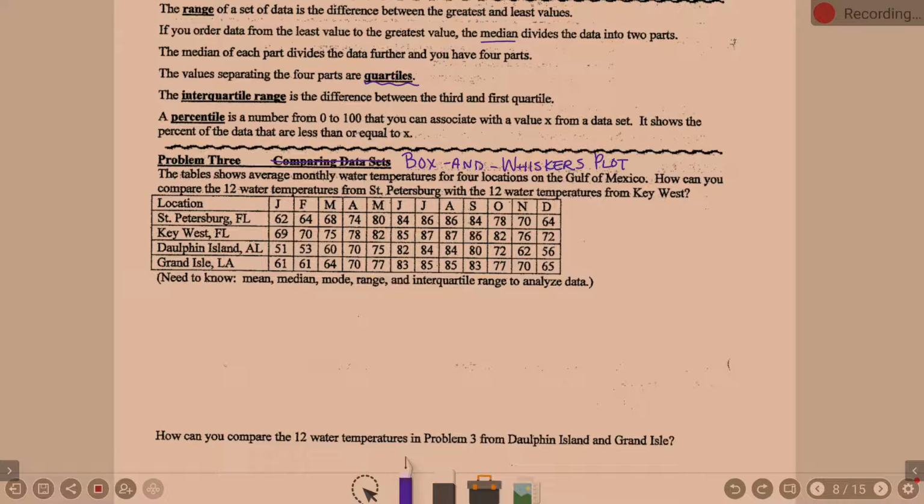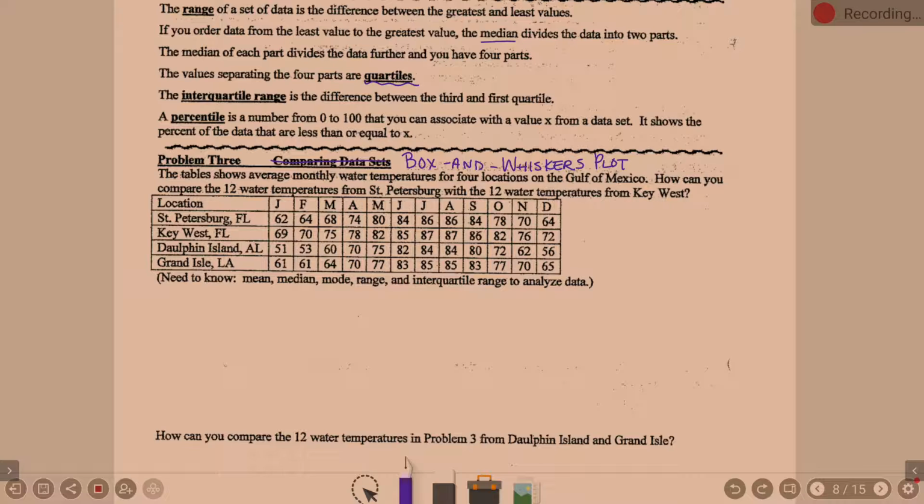I don't know that you'll be asked interquartile range. I don't think I saw it there. But if range is biggest value minus smallest value, interquartile range is biggest quartile minus smallest quartile. Okay? And then down at the bottom, we're going to talk about percentiles. I do need to get down to example 4 before today ends and talk about percentiles. A percentile is a number from 0 to 100 that you can associate with a value x from a data set. This shows the percent of data that are less than or equal to that x value.